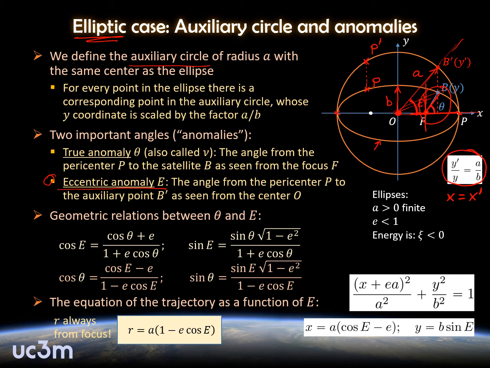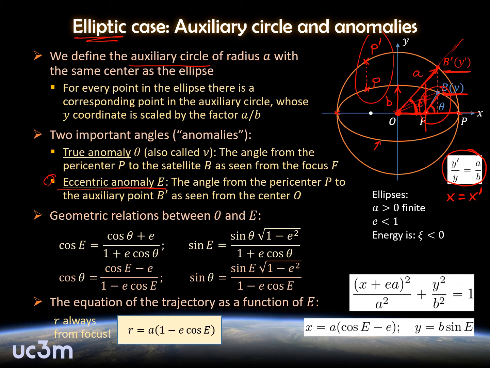And the angle that we have here is what we call the eccentric anomaly. Observe that we are using this correspondence between points in the ellipse and the auxiliary circle. So for a given point B, as shown here, we first find the B prime point on the auxiliary circle, and then we have the angle, which is the eccentric anomaly. Now, it is possible to find trigonometric relations between theta and E.